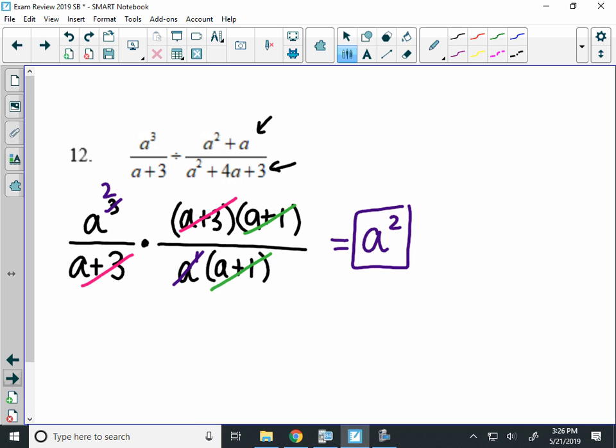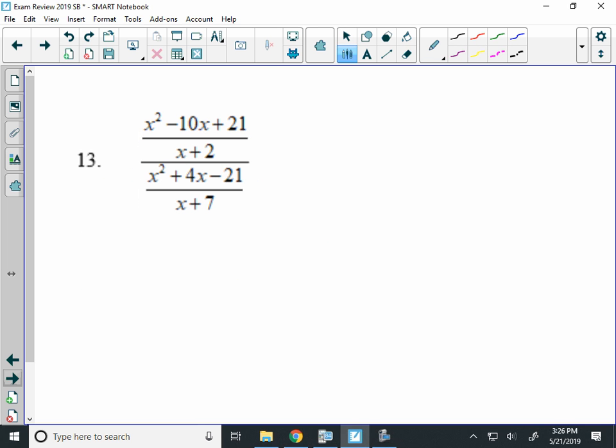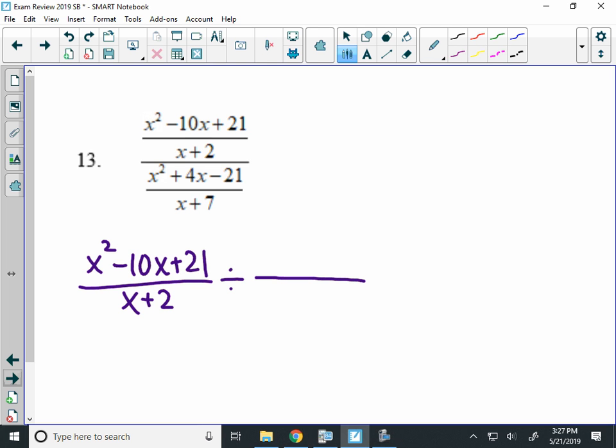Number 13 is similar to 12. It's just written in a different way. This is still division. So I'm going to rewrite it this way. X squared minus 10x plus 21. I'm just going to write it with the division symbol because for some people, that is easier to see.